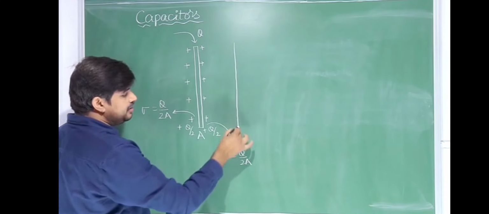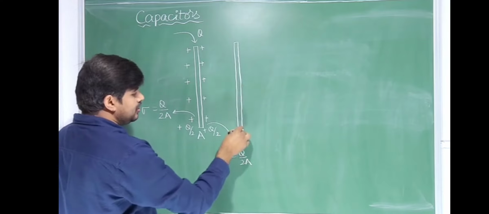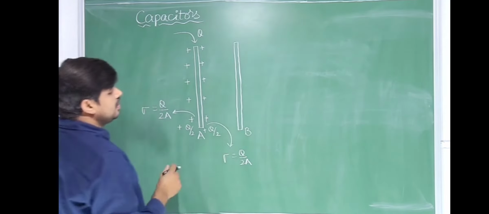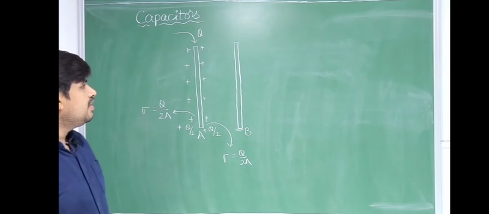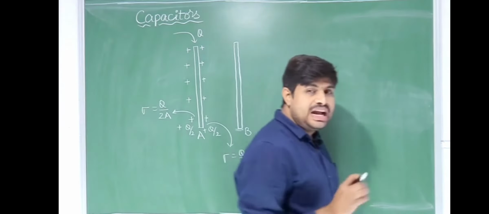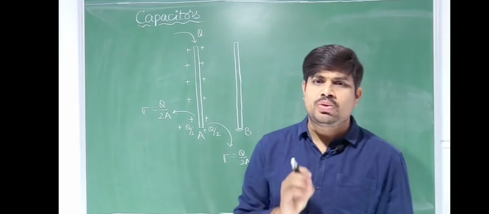This is a conductor identical to A, placed or mounted parallel to A. So A and B are the two conductors which are identical. Now B has no charge. We are not giving any charge to B. B is a thin conductor identical to A. We are just placing it very close to A, mounted parallel to A.